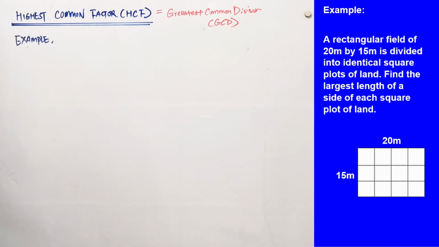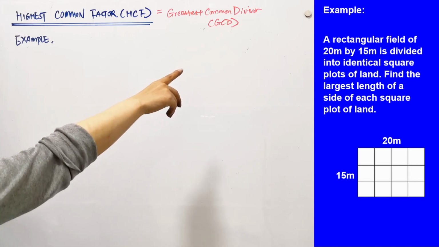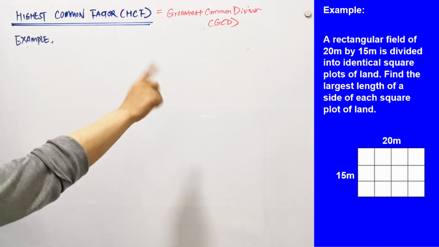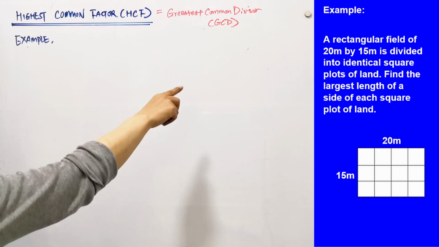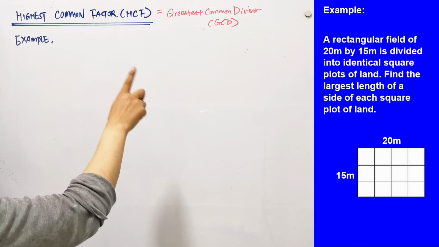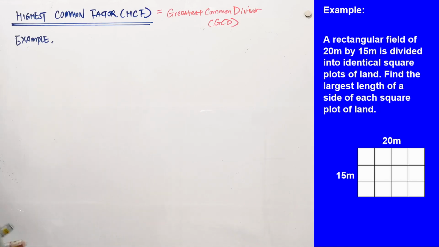Okay, the next example is this. Just look at the next example. A rectangular field of 20 meters by 15 meters is divided into identical square plots. Find the largest possible length of the side of each square plot.